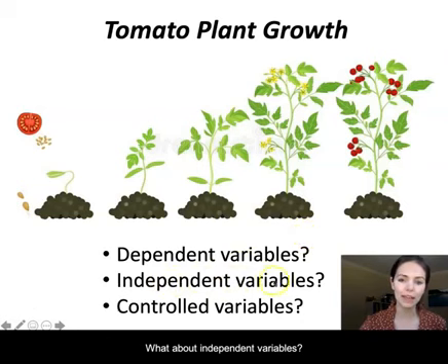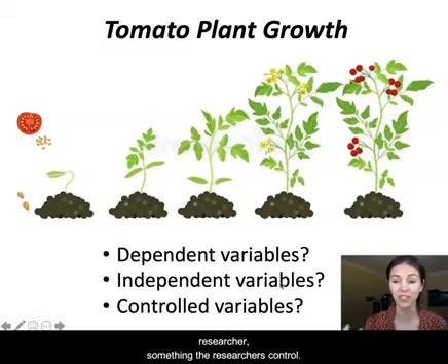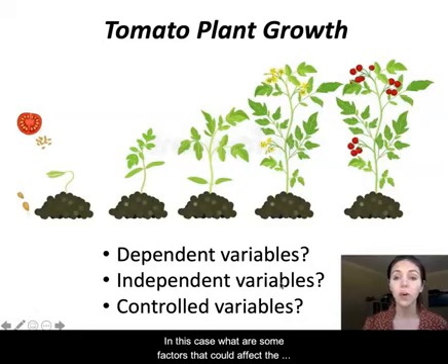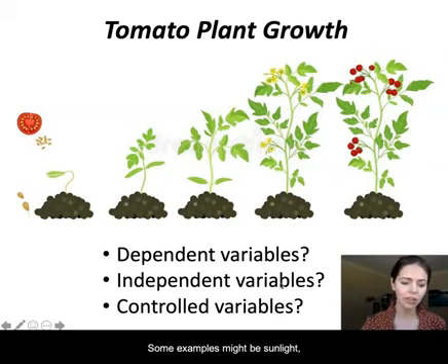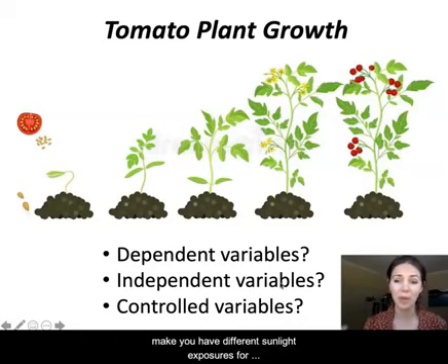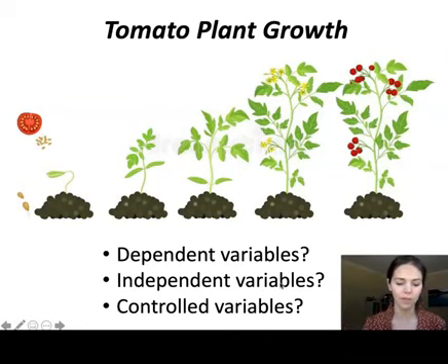What about independent variables? So independent, if you remember, is something that is directly manipulated by the researcher, something the researcher is controlling in the experiment. So in this case, what are some factors that could affect the number of tomatoes produced by the tomato plants? Okay, so some examples might be sunlight. Maybe you have different sunlight exposures for different groups of plants. Maybe water level, maybe fertilizer. Okay, these are things that you could control to see how it affects the plant growth.